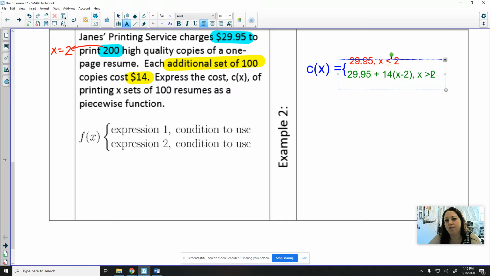Okay, so we are going to go ahead and take a look at that. We've got our flat rate of $29.95. Then we're still going to pay that if we get more than 200. We're still going to pay $29.95, but we're going to pay $14 additional dollars for every set after that. And that's what it should look like if I want to set up my piecewise function.